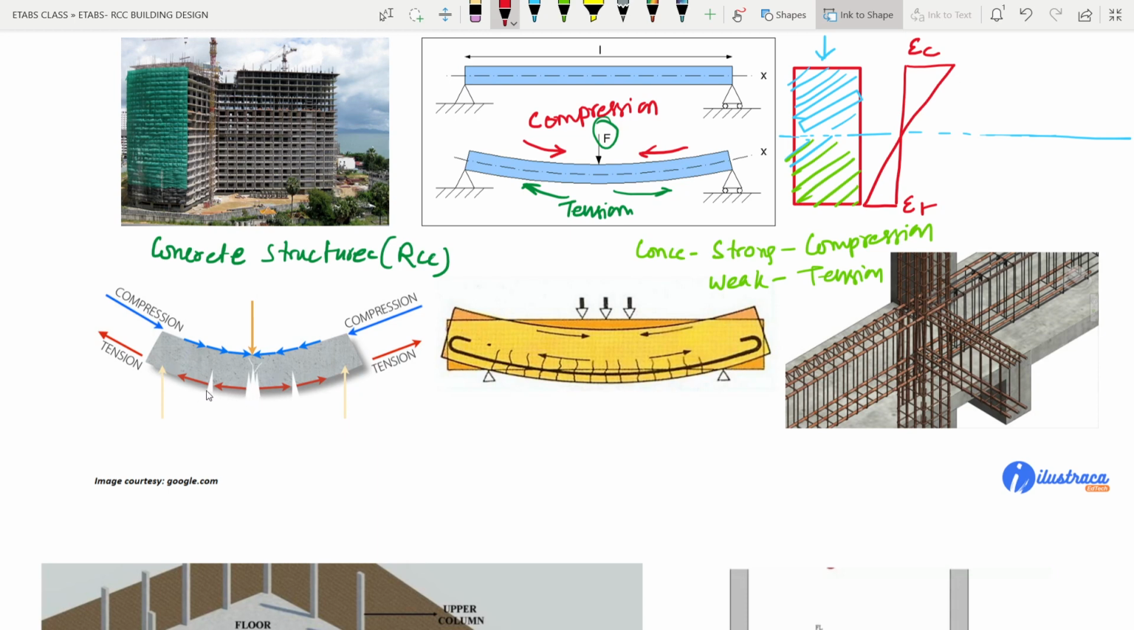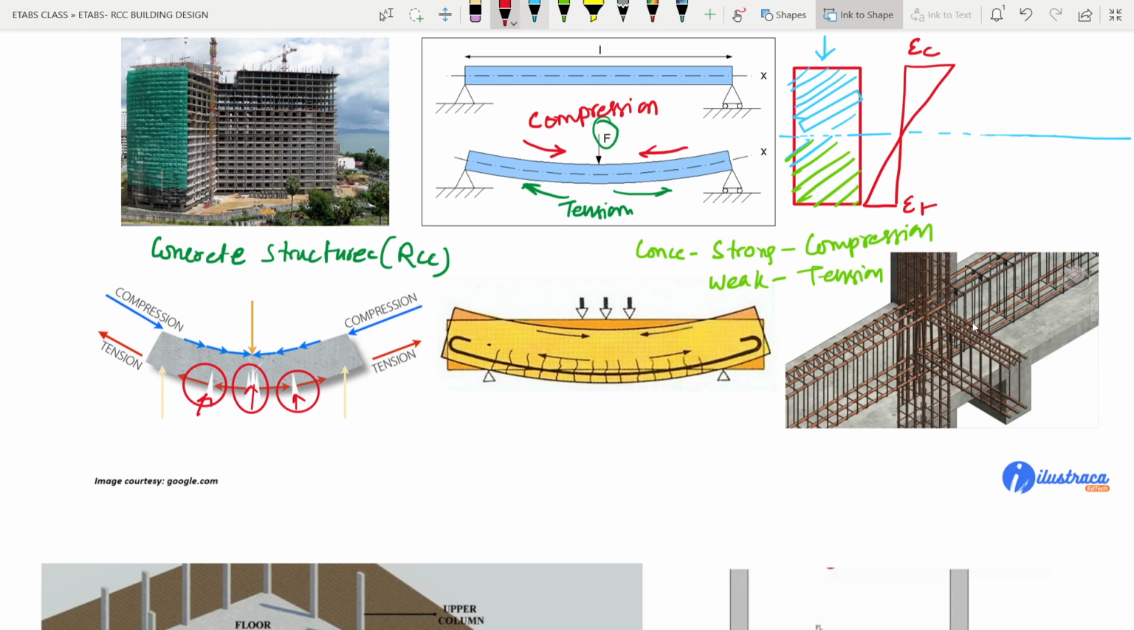But if you see here, due to the tension in the bottom fibers, you can see the cracks. Here you can easily see the cracks, right? So the concrete is not strong enough to tackle the tension. That's why, to tackle this tension, we provide rebars or reinforcement bars, right?